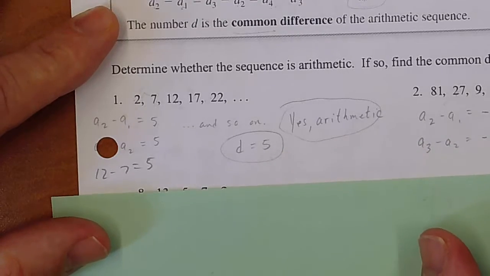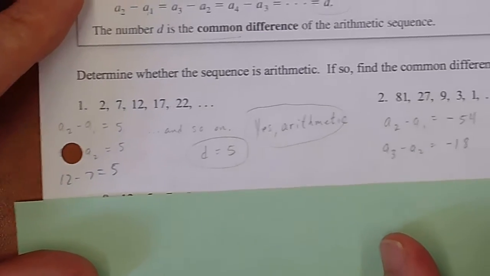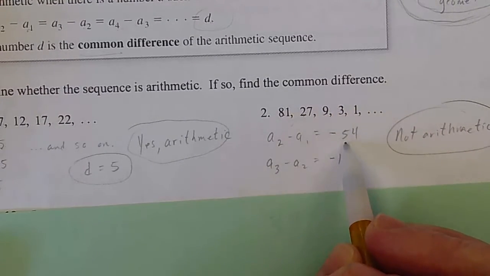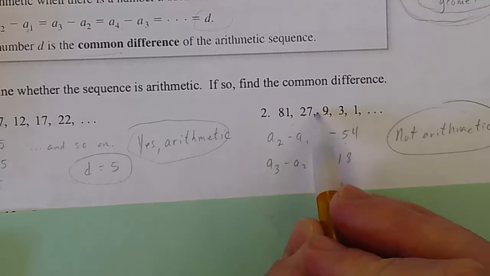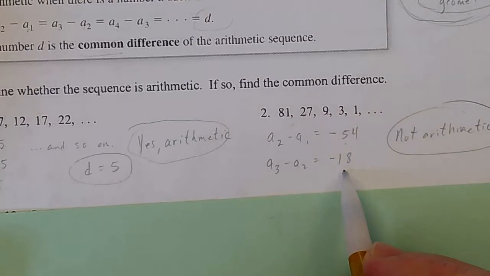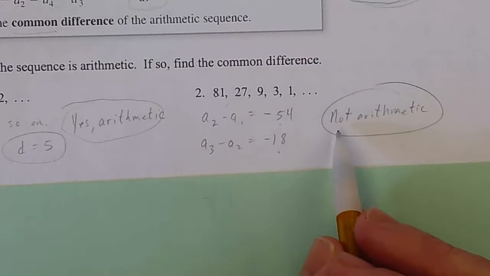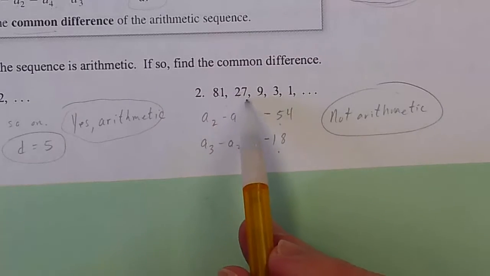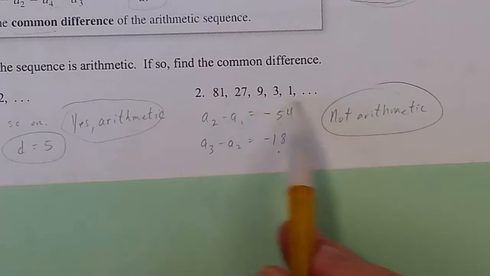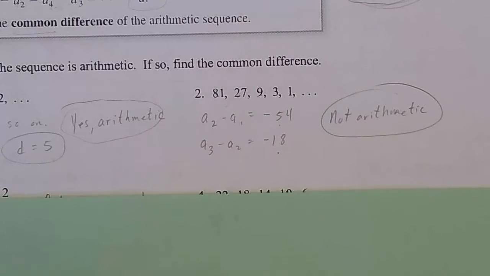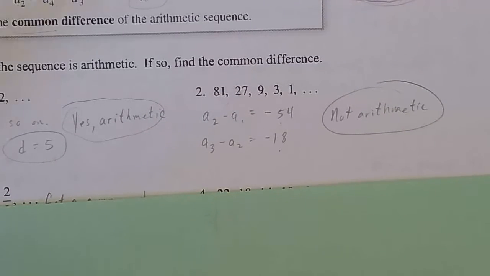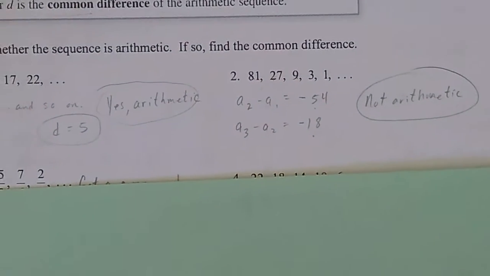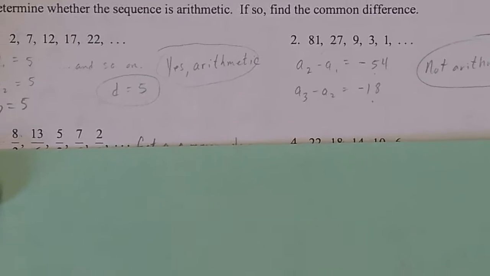Okay, let's look at number 2. Is there a common difference? Start doing the math. What's 27 minus 81? Negative 54. Is that common? 9 minus 27. That's not common. So the answer here is no, this is not an arithmetic sequence. It might be a sequence. There's a pattern. This one actually happens to be geometric because there's something being multiplied, but that's for next section. Go ahead and take a look at 3 and 4 and try to make the decision on those, and then we'll do those together.